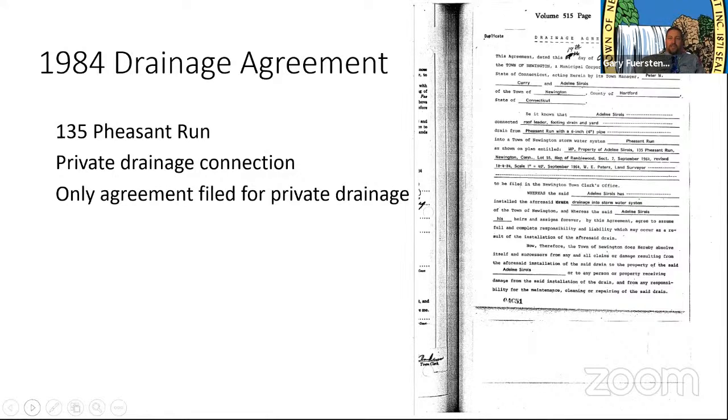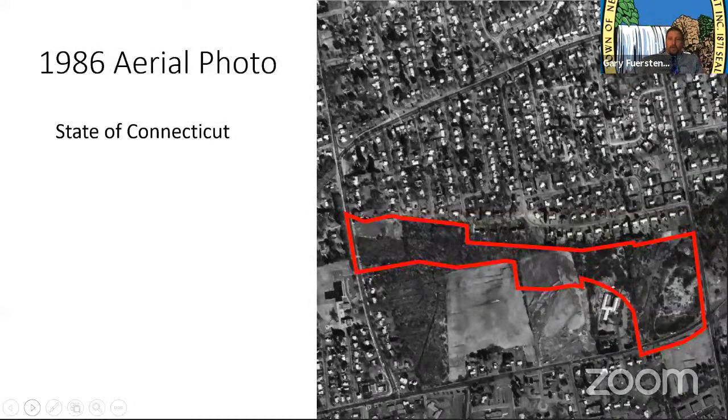So moving on, in 1984, shortly after those plot plans were developed, residents had built houses, and shortly thereafter, say 3 years later, residents realized that there was a problem with the drainage. The resident at 135 Pheasant Run had filed a drainage agreement with the town to install a private drainage system on that property and extend it and tie it into the town drainage system in the road. So, just pointing out that there were problems early from the get-go, shortly after the houses were built, that there were drainage problems in the neighborhood.